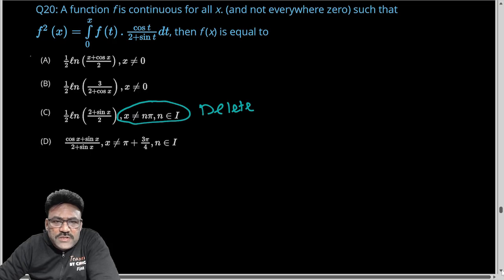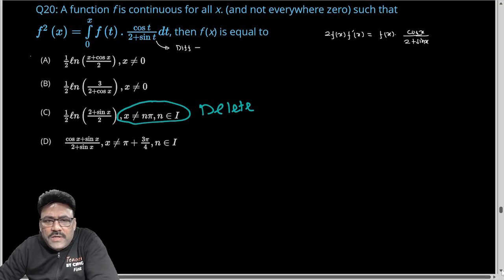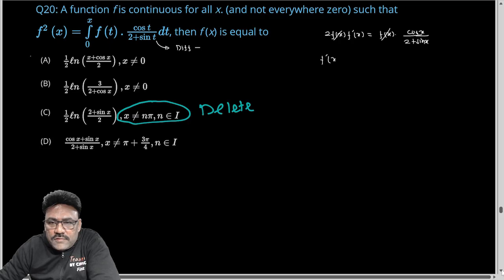Now if I differentiate both sides with respect to x, I will get 2 f(x) into f dash x, and on the right side, I will get f(x) cos x over 2 plus sin x. This is what I am getting. And they have given that f(x) is not a zero function, which means I can cancel this f(x). So I got f dash x is half cos x over 2 plus sin x.